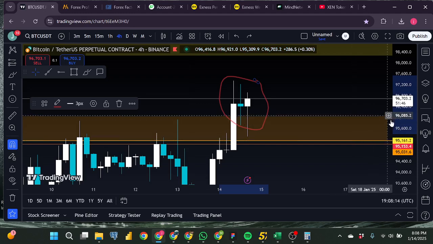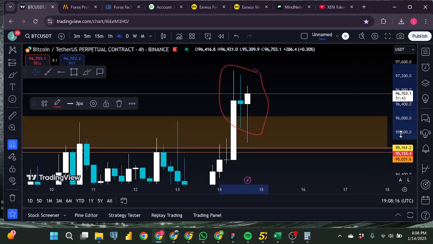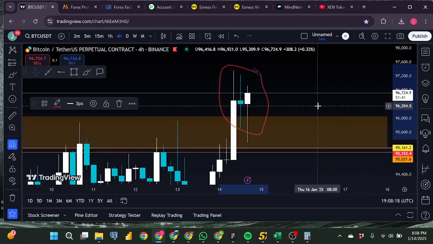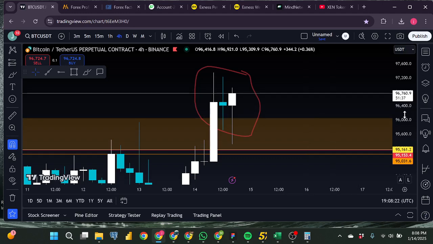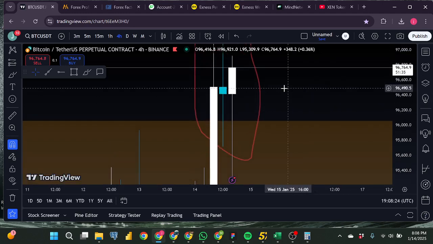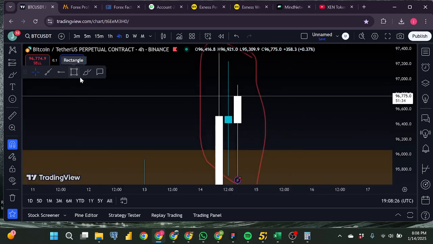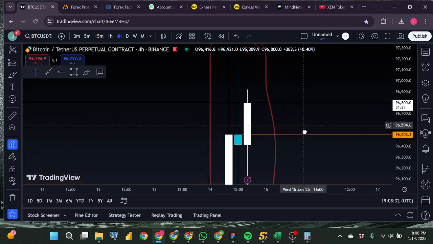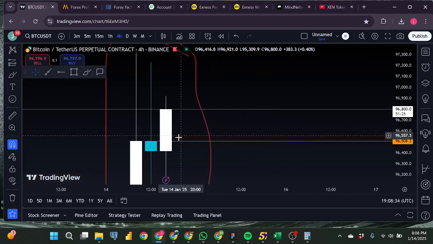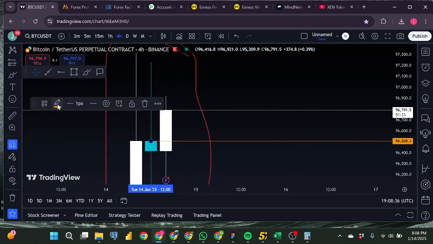So now, assuming we have $100, and now I said I want to buy Bitcoin at this price. We have talked about order blocks before now. At this price, I want to buy Bitcoin.